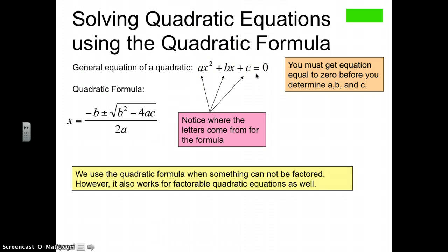We use the quadratic formula when something cannot be factored. However, it always works for any quadratic equation. So remember we did our x method, where we find two numbers that multiply to get the top and add to get the bottom. Now we use this when we can find those two numbers, but it will always work regardless of what quadratic equation I'm working with. So let's see how this works.